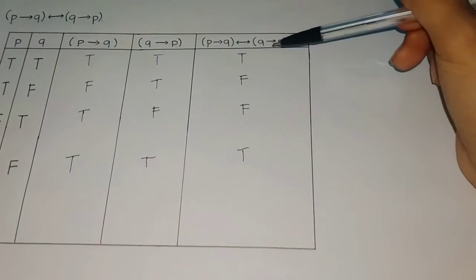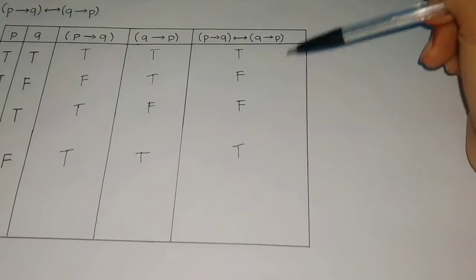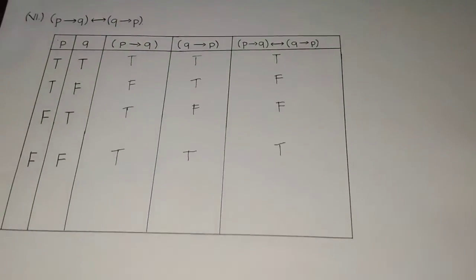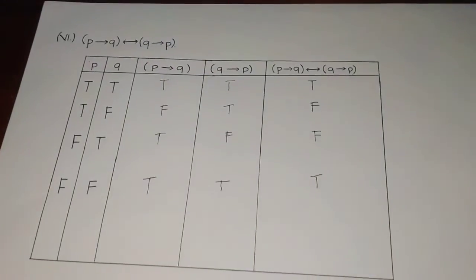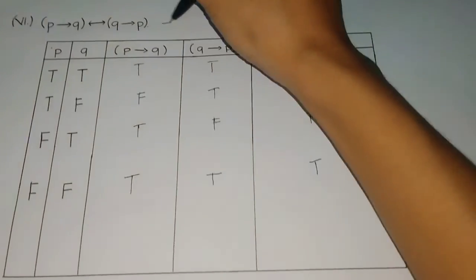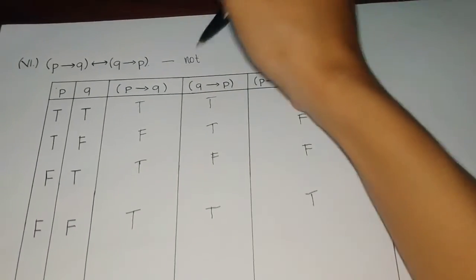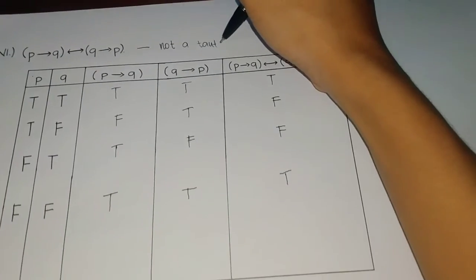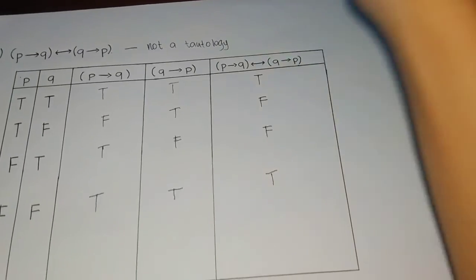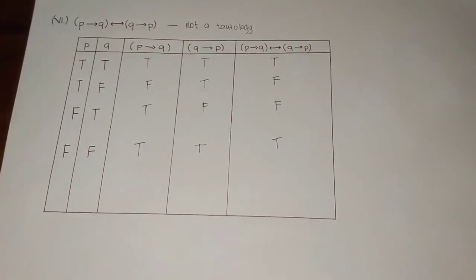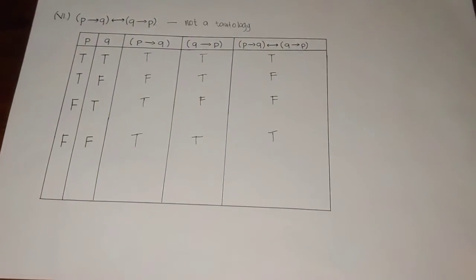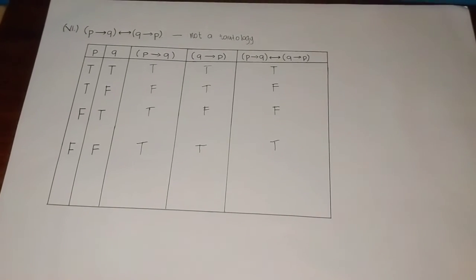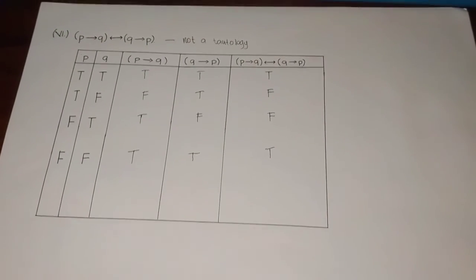Here in the last column, there are two true and two false truth values. So it means that this propositional form is not a tautology. Not a tautology because, as we all know, a tautology is a propositional form that is always true.